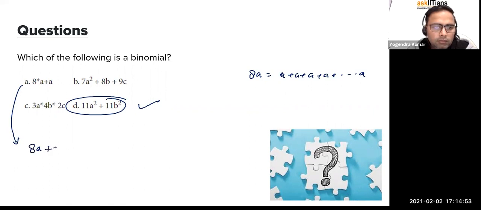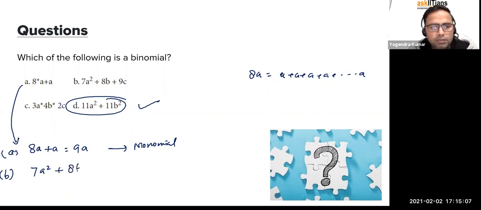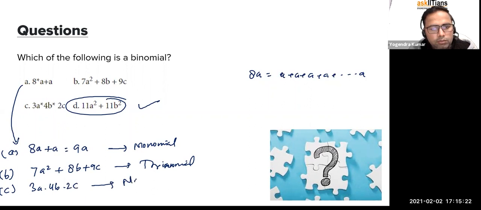8a plus a. It is what? 9a. And this is what? Monomial, right? A option is monomial. B option, which is what? 7a square plus 8b plus 9c. Trinomial. C option, which is what? 3a into 4b into 2c. Monomial.